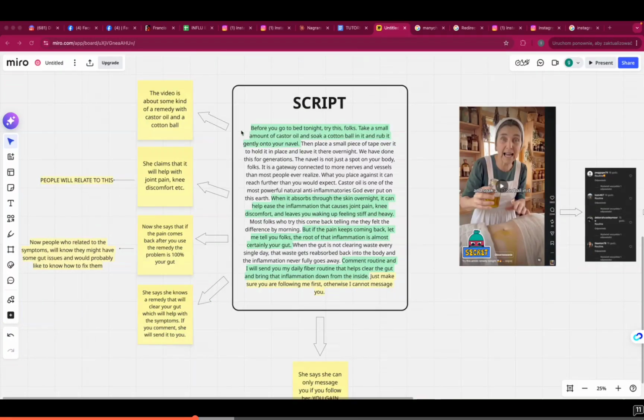All right, so before you go to bed, try this, folks. Take a small amount of castor oil, soak a cotton ball in it, and rub it gently onto your bed. So the video is about some kind of a remedy with castor oil and a cotton ball. We're not going to be reading the whole script, but only the most important parts.